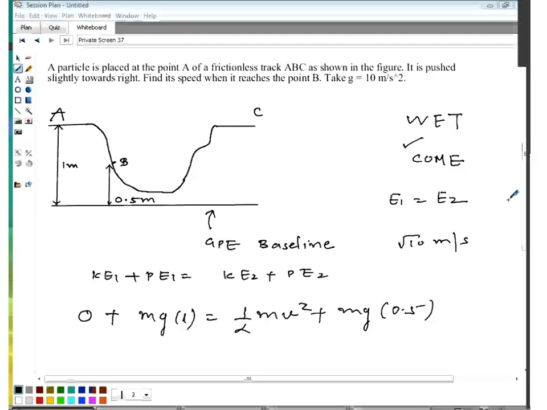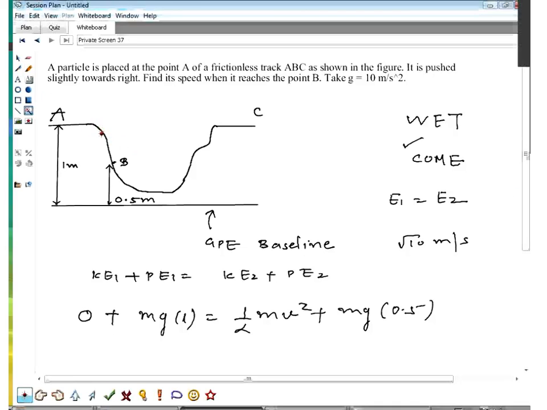The shape of the track is immaterial. It can be zigzag, etc. Answer won't change. As long as there is no dissipative force, answer won't change.